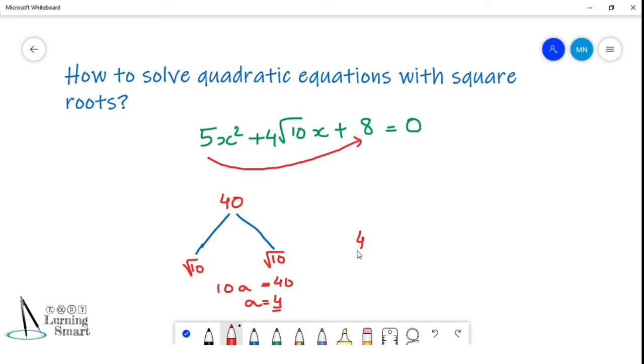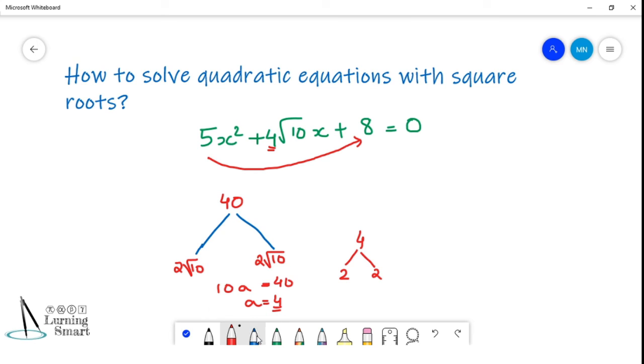Now you should split 4 in such a way that when you multiply them you get 4 and when you add them you get 4. How can you do it? 2 and 2, right? 2 multiplied by 2, you get 4. When you add them, you get 4, right? The sign is positive on both sides, so no problem. So 2 here and 2 here. So 4 root 10 is written as 2 root 10 x plus 2 root 10 x.